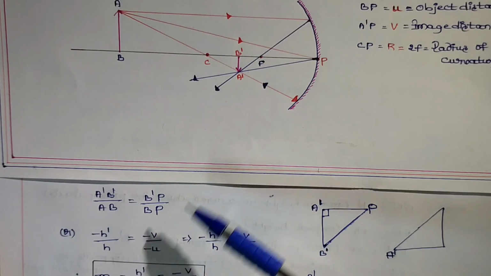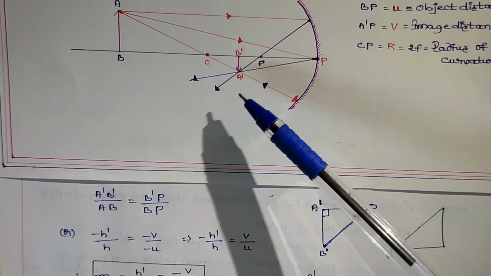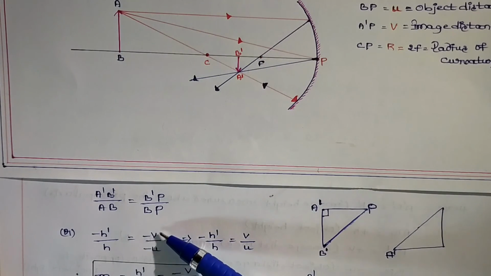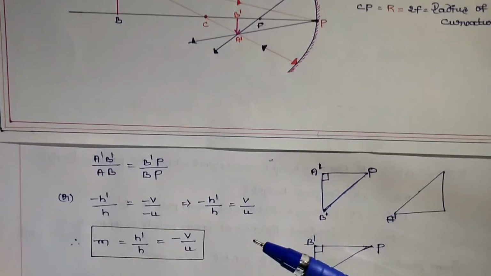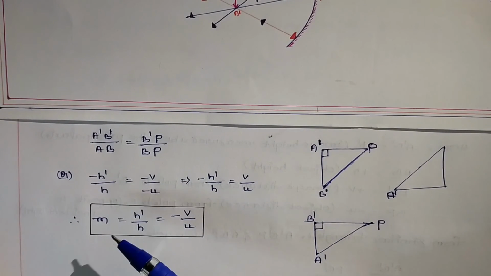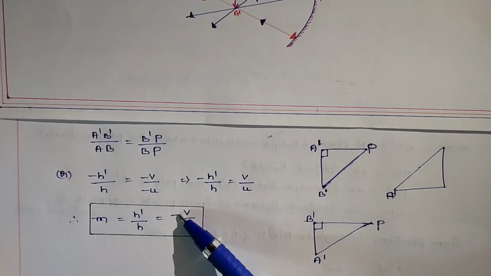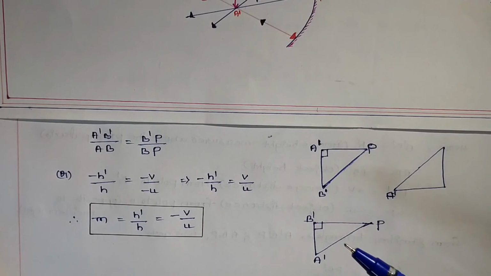minus v, because we are measuring the distance of the image from the pole, which is opposite to the incident ray, that is, we are taking minus v. Here the object distance is u, so minus minus gets cancelled, and h dash by h is equal to v by u. Therefore, magnification m is equal to h dash by h is equal to minus v by u. This is the magnification of a concave mirror.